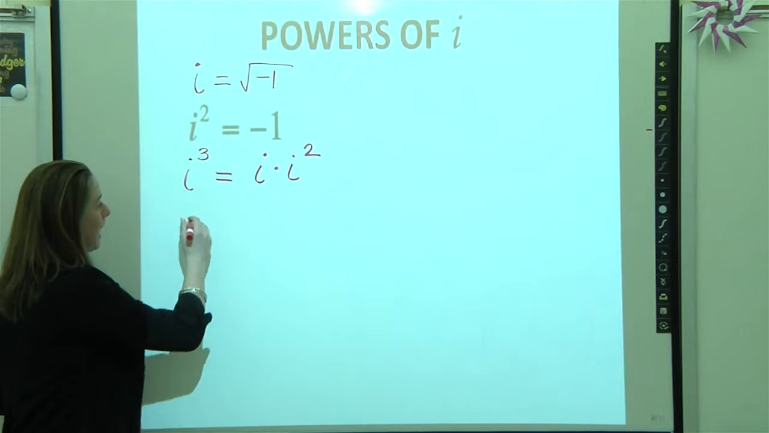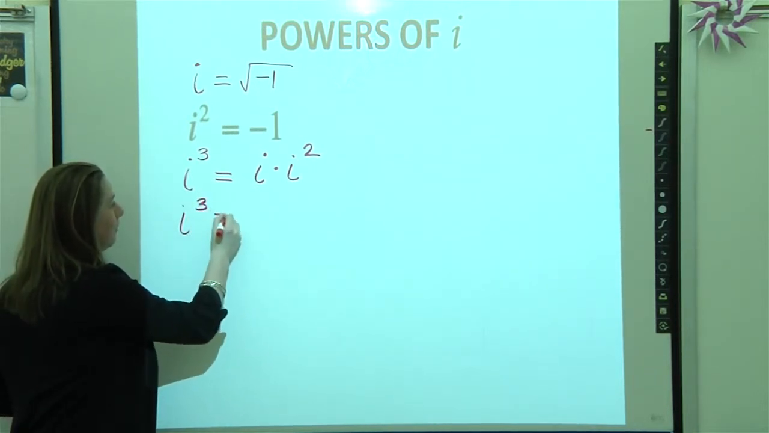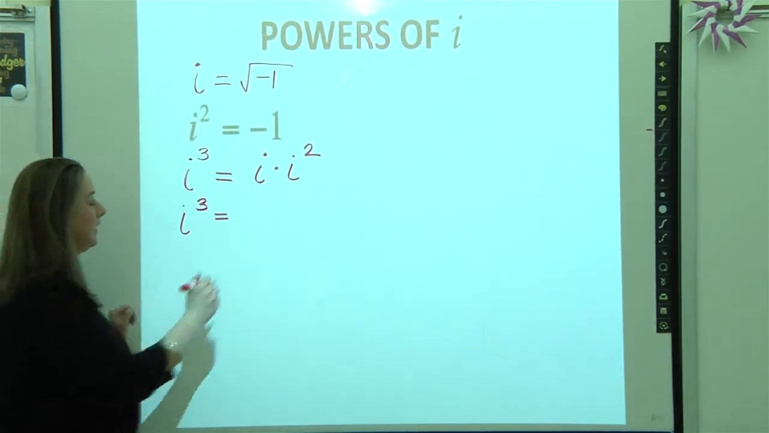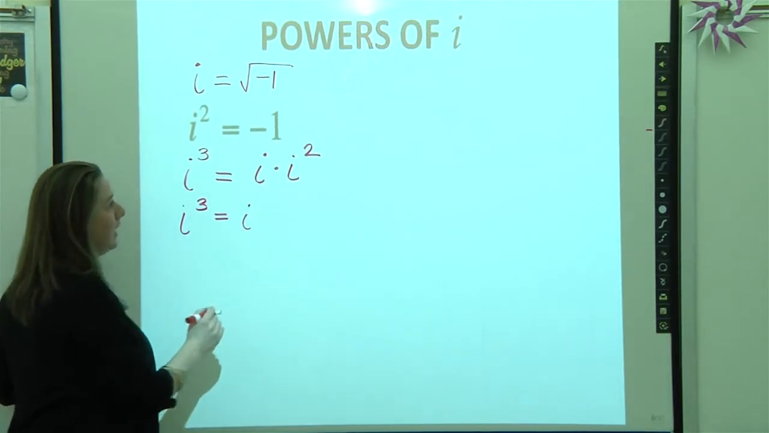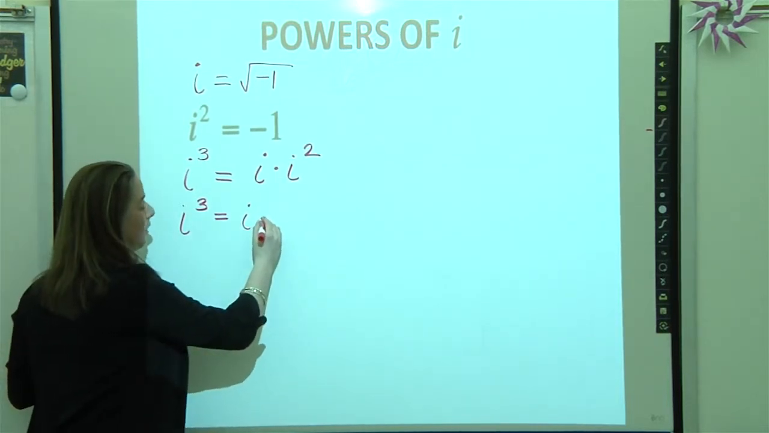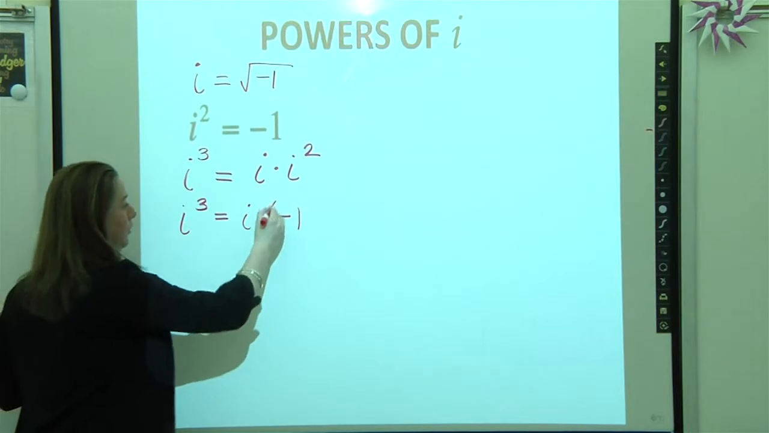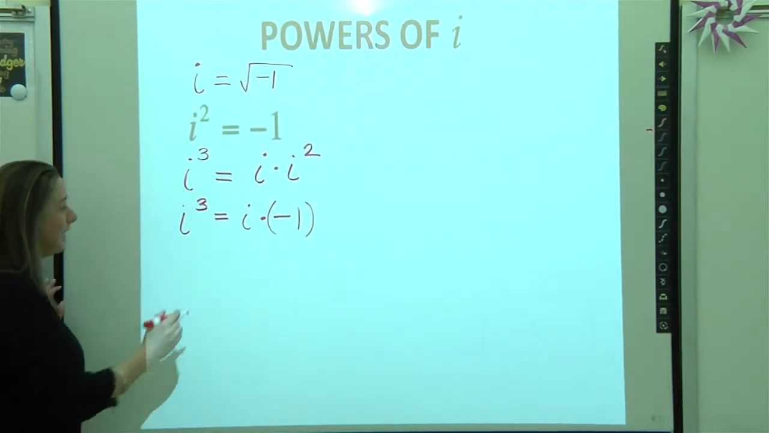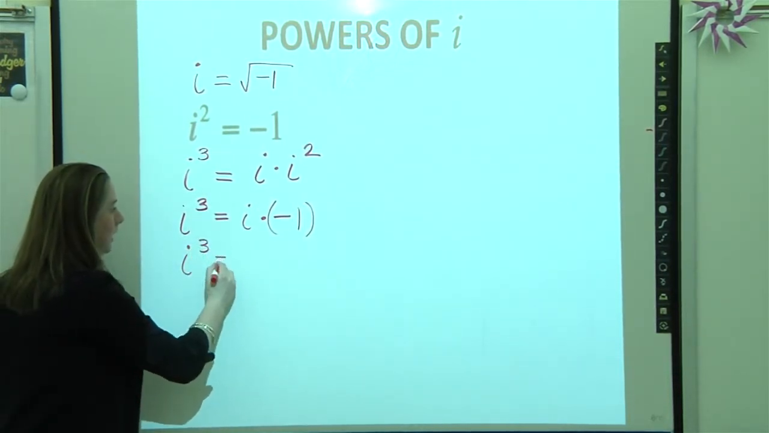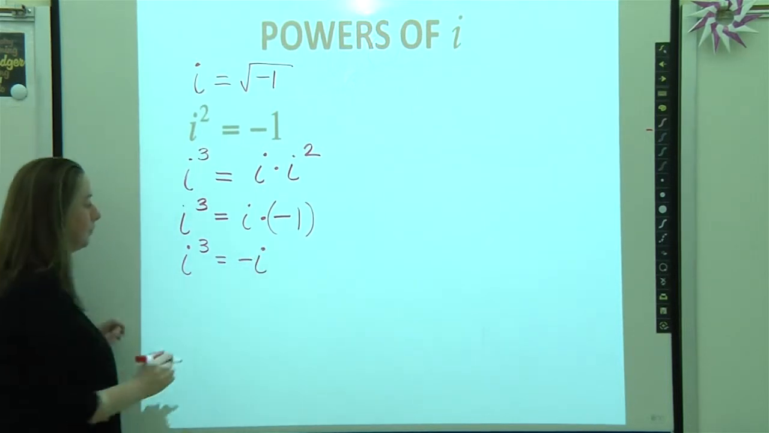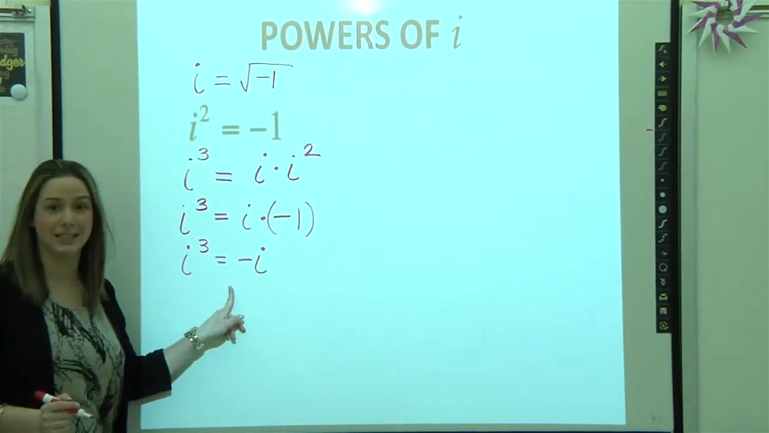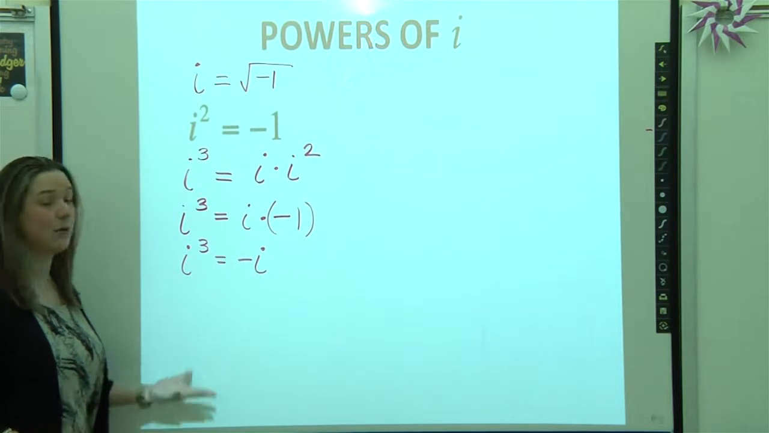So when I think about i to the third, if I'm going to finish this off, i is going to stay as i, and i squared is negative 1. So i times negative 1 is negative i. So i to the third is negative i. And that's how we can build this.